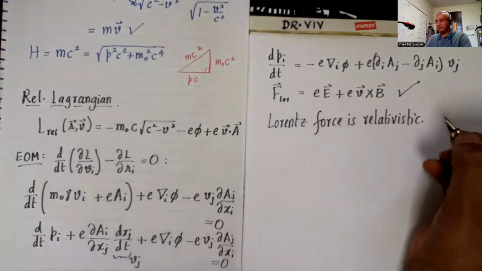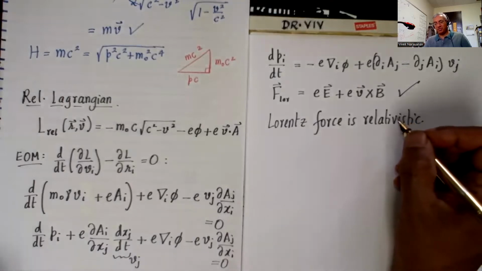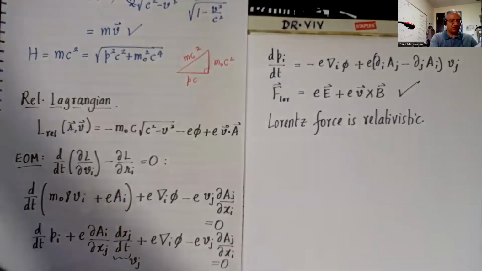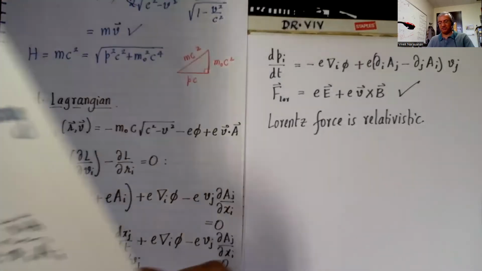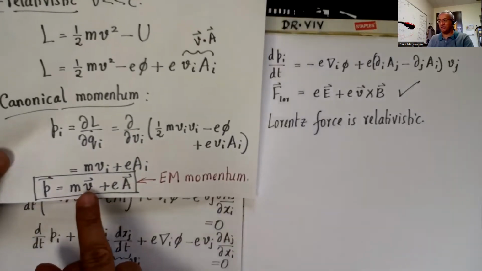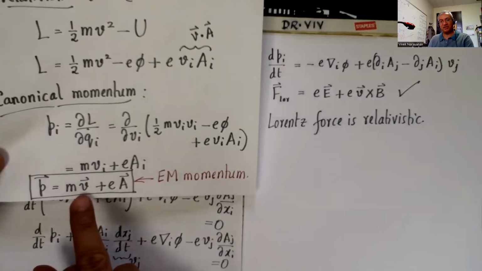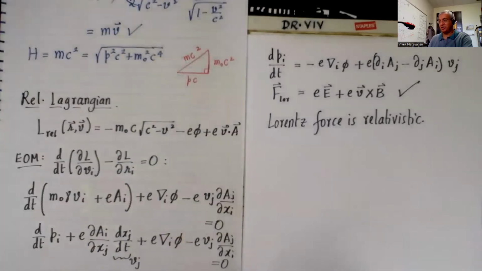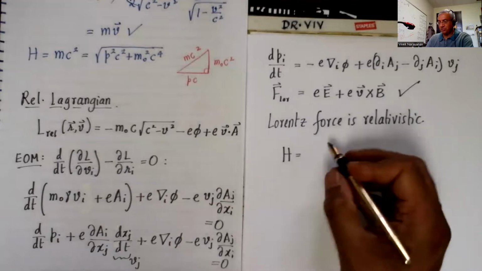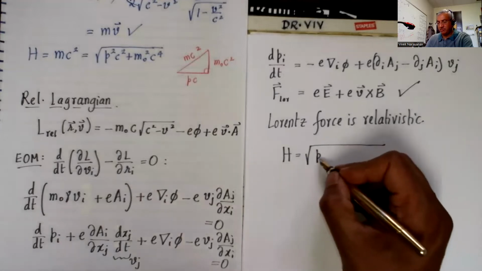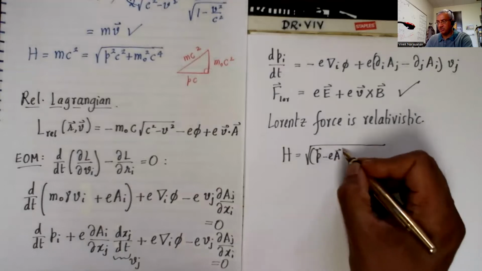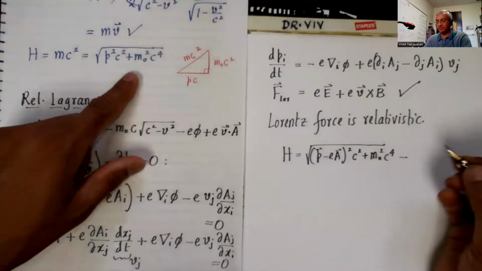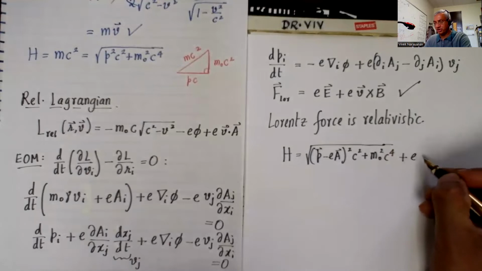What is the Hamiltonian? Well, the Hamiltonian simply comes from replacing p with the proper canonical momentum. Well, the canonical momentum that we have is this, all right? So all we have to do is write it as, instead of mv, p minus EA, okay, over there. And so the Hamiltonian H is the square root of (p minus EA) squared c squared plus m naught squared c to the 4. And then you have to also have the electric potential term, E phi.